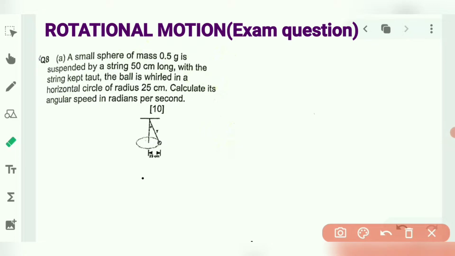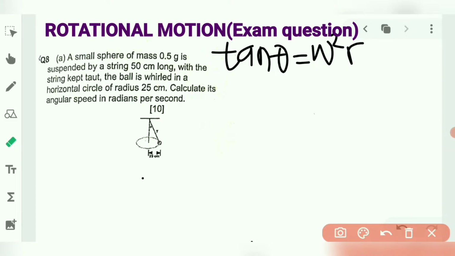Alright, so in this scenario, we're going to consider the equation tan theta equals the angular speed times the radius divided by the acceleration due to gravity. Okay, now we have to find the value of theta.